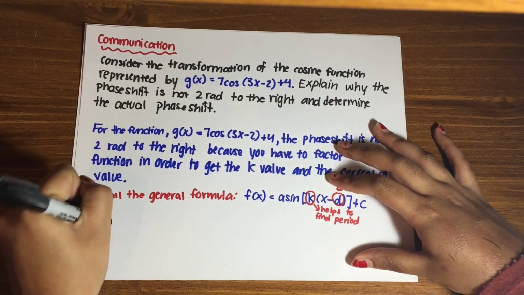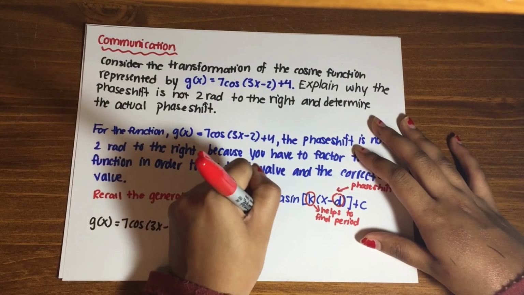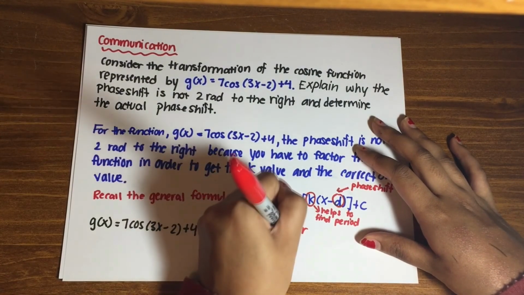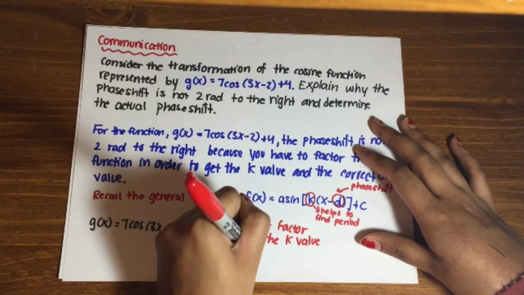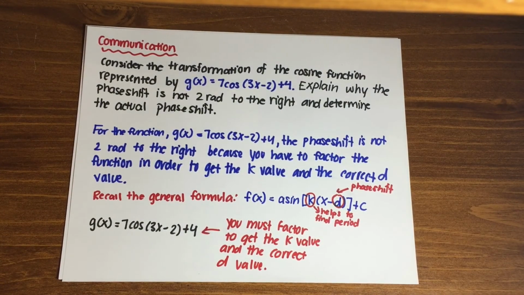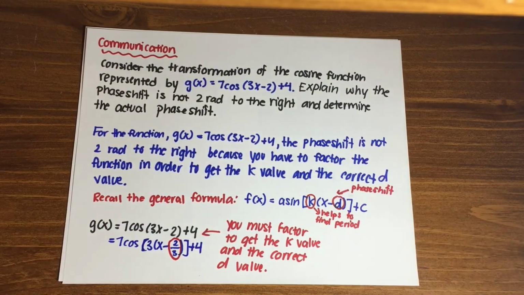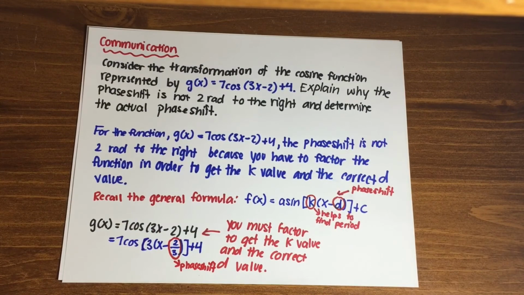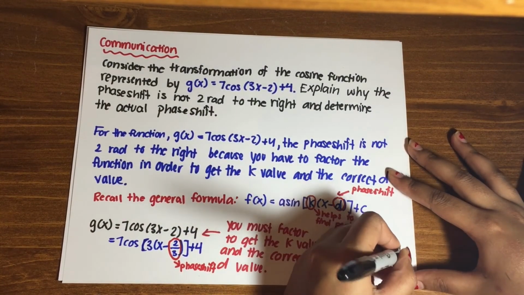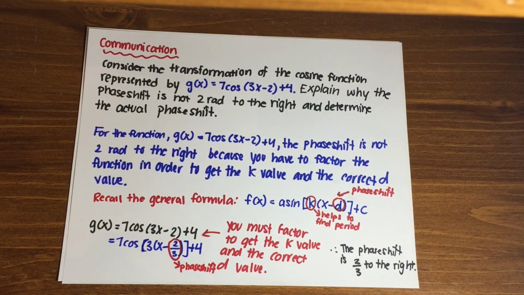Keeping that in mind, let's go back to our given function. g of x equals 7 cos of 3x minus 2, plus 4. The first thing you must do is factor to get the k value and the correct d value. If we factor out the 3, then we have a k value of 3 and a d value of 2 over 3 to the right. You know that it's a phase shift to the right because of the negative sign. If it was a positive sign, it would have been a phase shift to the left. Therefore, the phase shift is 2 over 3 to the right.